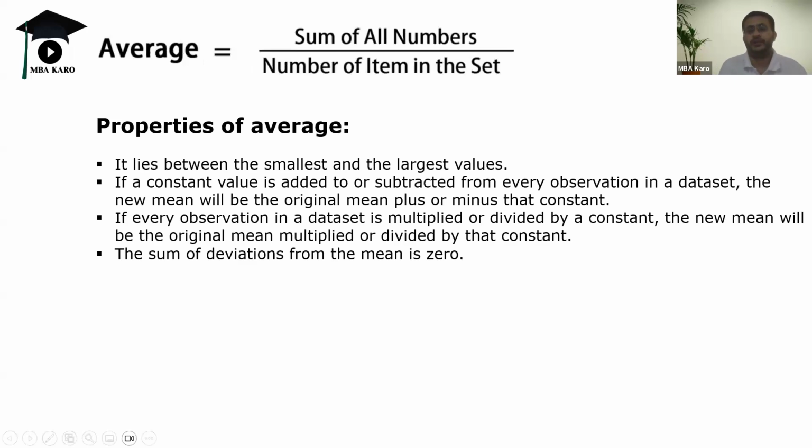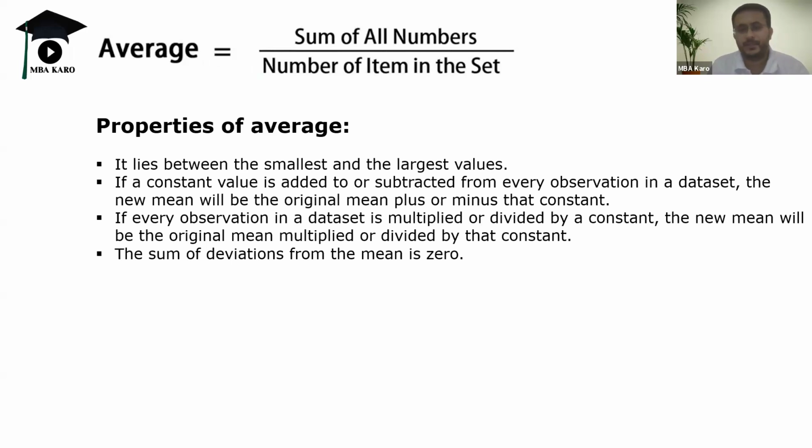So average is the sum of all numbers divided by the number of items in the set. Okay, so simple definition, like add all the numbers and divide by the number of terms. So this is something which you have been doing, let us say, even if you are out of touch of mathematics, you must be calculating your average marks in your school, colleges, etc. So average, you know what it is, right?